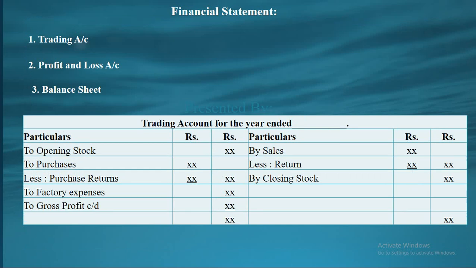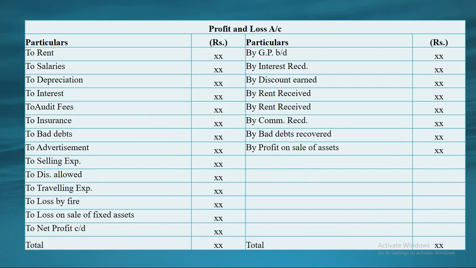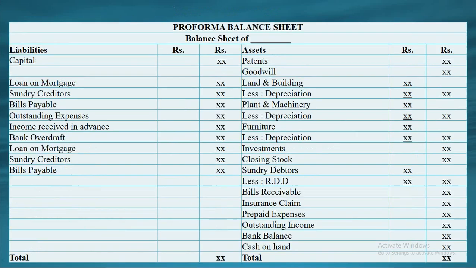Then profit and loss account, it consists of two sides, debit and credit. Debit side consists of the expenses, and credit side of course the income. So by this you will get might be net profit or net loss, and this is your pro forma of the balance sheet. Left side is showing the liability and the right hand side is showing the asset. It should be tallied, and when it is tallied, of course your financial statement is correct.